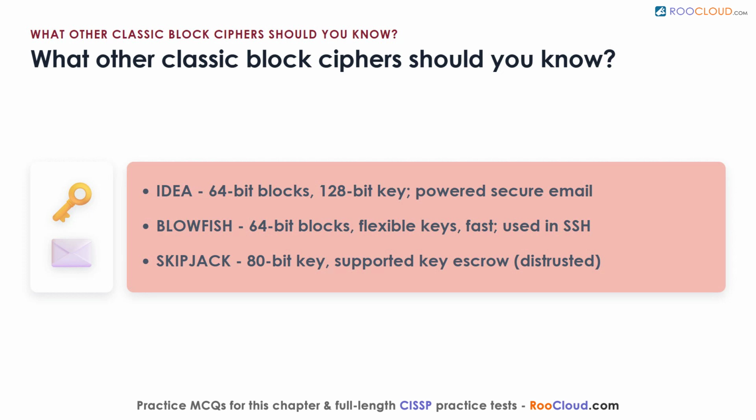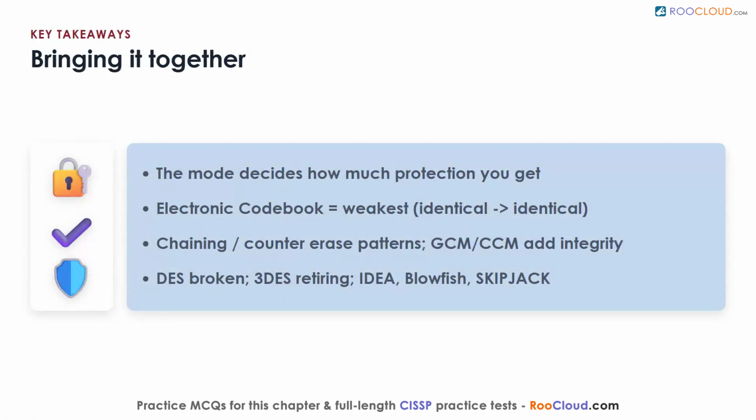Think of 3 tools from the same era, each with its own quirk and reputation. So let's bring it together. A block cipher mode is the recipe that decides how much protection a cipher actually delivers. Electronic codebook is simplest and weakest because identical blocks map to identical output. Chaining, feedback, and counter modes mix in changing values to erase patterns, while authenticated modes like Galois counter add tamper-proof.